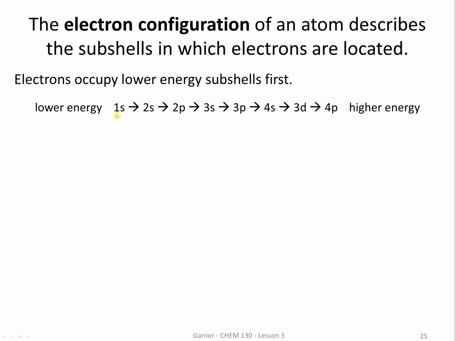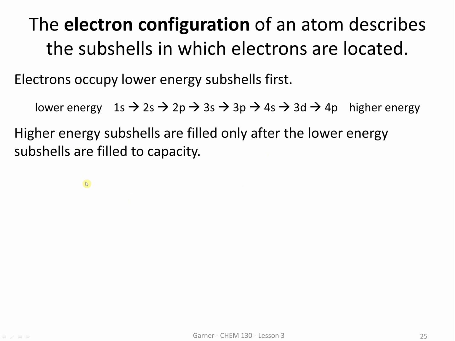We start with our first shell and do the s subshell first. Then we go to the second shell, do the s first, and then p. Then we go to the third shell and do s, p. And here's where things get just a little funny. The 4s and the 3d are flipped relative to what you might have expected. It turns out that the 4s subshell is just a little lower in energy than the 3d subshell. So we tend to fill it with electrons first before filling the 3d subshell. So that's really the only thing here that's a little bit tricky.